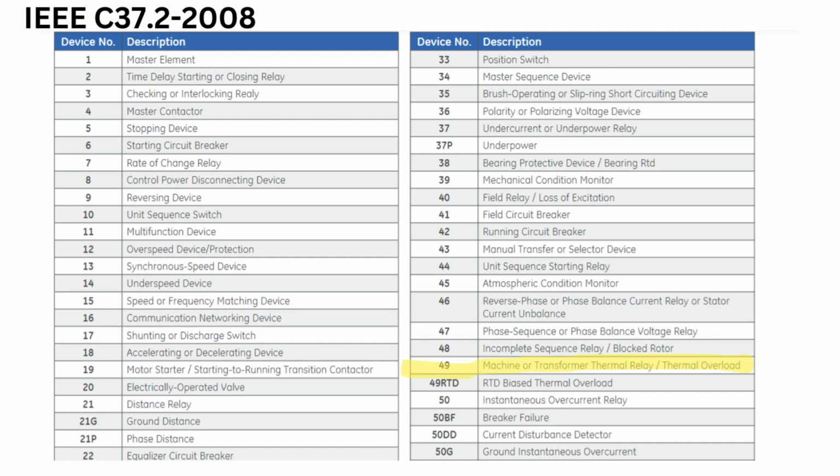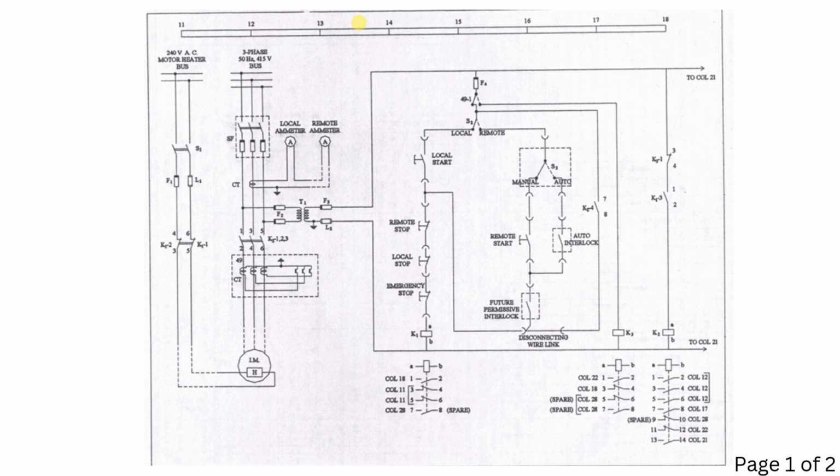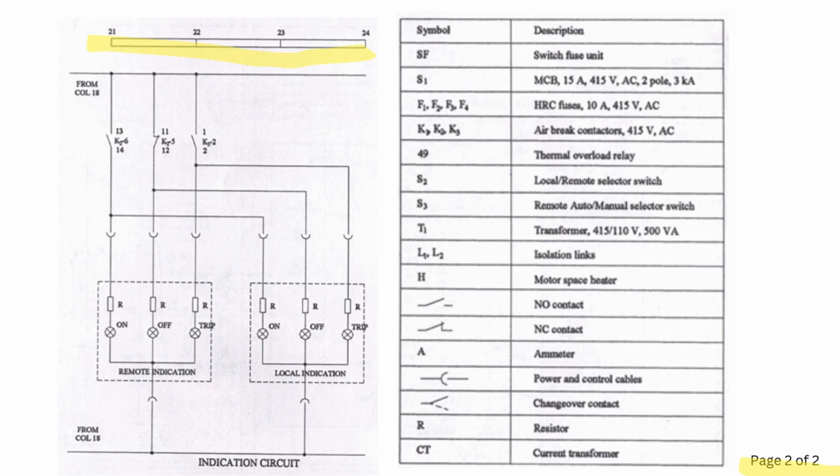Another thing you have to observe is the top bar with some digits and the total number of pages. Since this is a scanned copy, the page number was missing, which I have added manually for better understanding. The top horizontal bar having some numbers, these are called the column numbers. You can see 11 to 18, and on the second page 21 to 24.